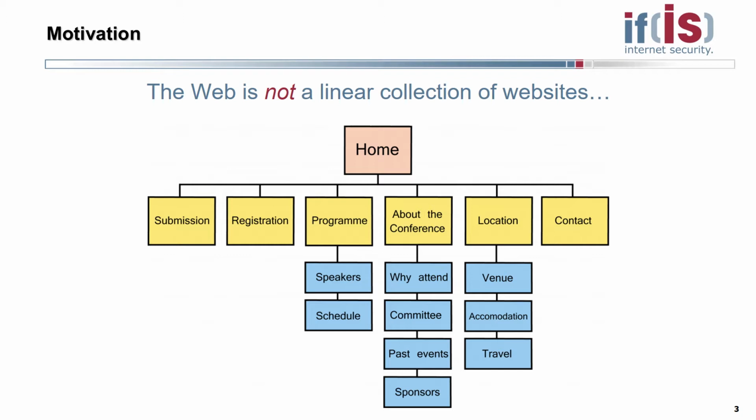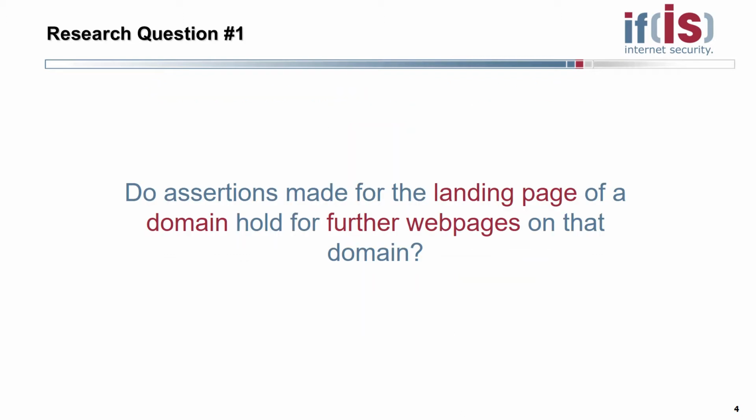This example shows that a website is not only the landing page of this site, but that each website can have a quite complex structure of subsites. Keeping in mind this scenario, we asked ourselves, does a citation made for a landing page of a domain hold for further web pages on that domain? For example, if we observe or don't observe a given phenomenon on the landing page of a domain, does that automatically mean that we will or won't observe the same phenomenon on further web pages of the same domain?